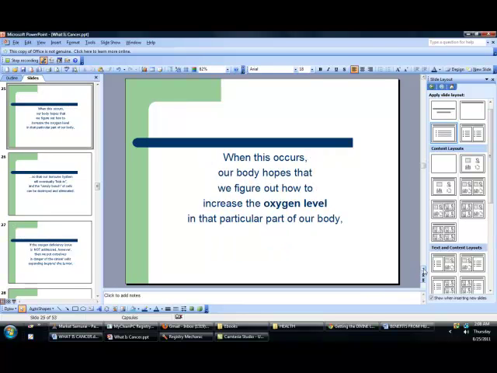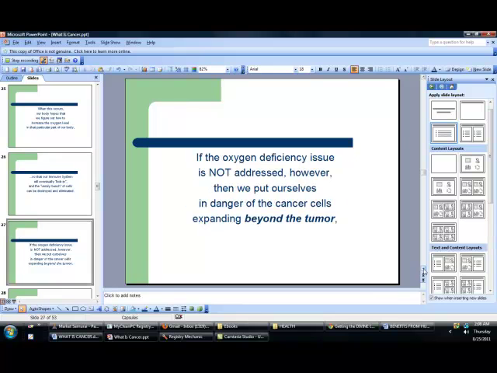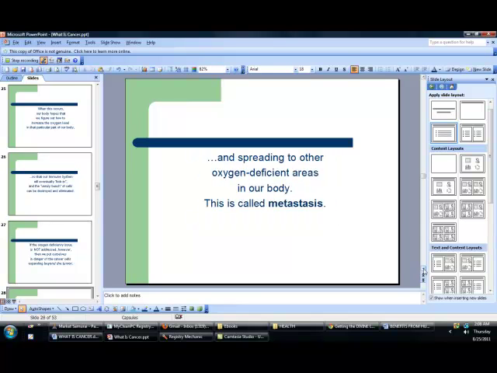When this occurs, our body hopes that we figure out how to increase the oxygen level in that particular part of our body, so that our immune system will eventually kick in and the unruly bunch of cells can be destroyed and eliminated. If the oxygen deficiency issue is not addressed, however, then we put ourselves in danger of the cancer cells expanding beyond the tumor and spreading to other oxygen deficient areas in our body. This is called metastasis.